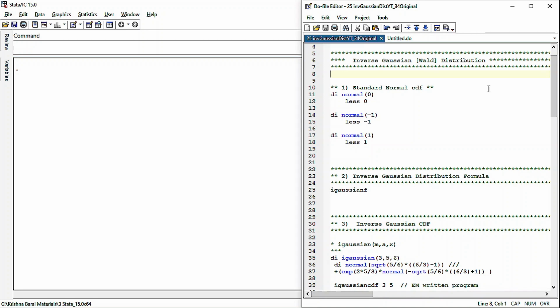In this video, we'll discuss the inverse Gaussian or the Wald distribution. Let us see some of the useful formulas or functions that are useful to calculate either the PDF or the CDF of the inverse Gaussian distribution. The Theta function, normal, will help us give the CDF for this value of the standard normal distribution.